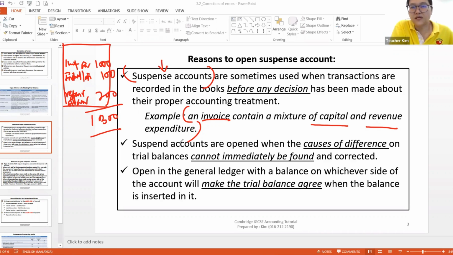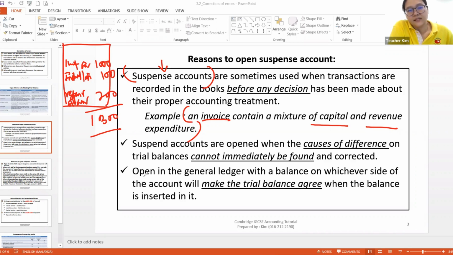Then maybe wait for the auditor to decide, and ask the auditor to pass the adjustment. This could happen in a small company. So everything they just dump into one account, so that the auditor has to adjust, or they will put it into suspense to get the auditor to clarify it for them.